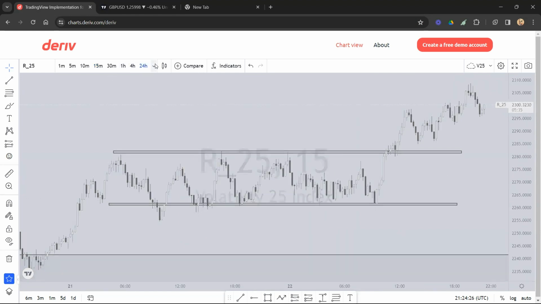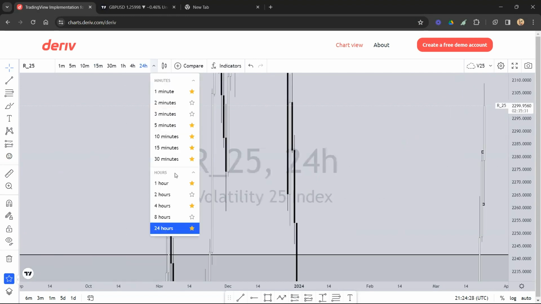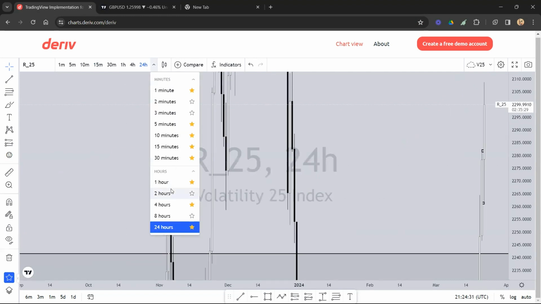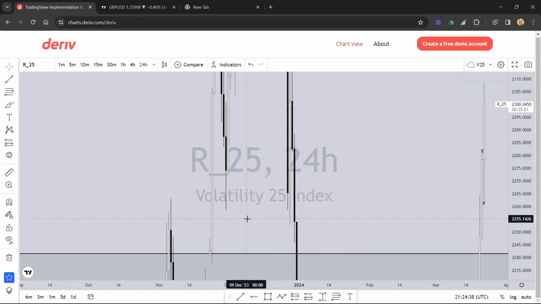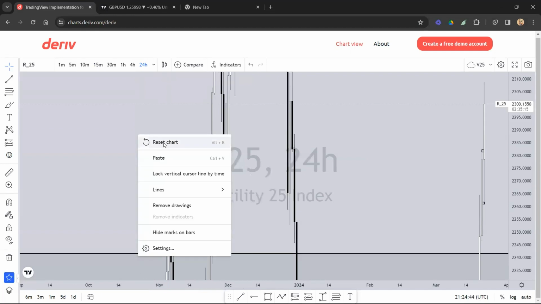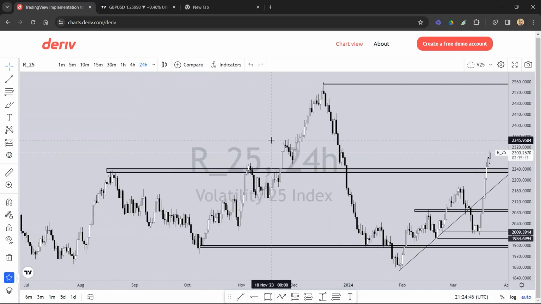Alright, so this is what V25 basically did. Let's go to the 24-hour. Now you might be asking, in the currency market we don't have more than 24 hours, so how can I draw key levels? Feel free to use 24 hours only on synthetic, because synthetic is different from the currency market. So feel free to use a 24-hour time frame on synthetic to draw a key level.